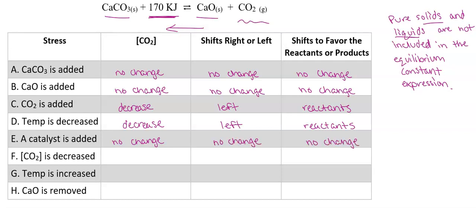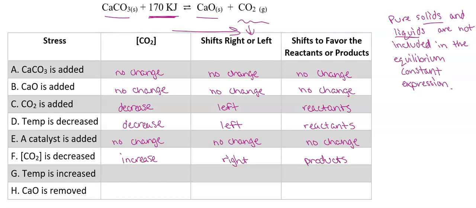Next we have the concentration of CO2 is decreased. That is going to make the concentration of CO2 increase. It will shift to the right, and it will favor the products. Again, because it needs to make this go back into equilibrium, when you decrease this, it needs to shift this way to help fill that gap that you lost.